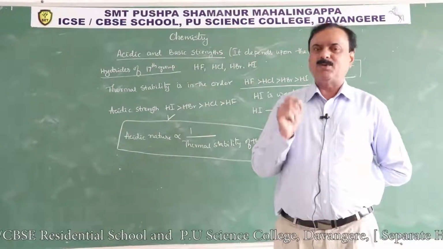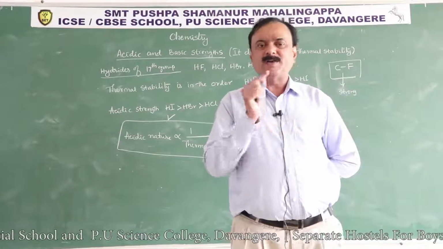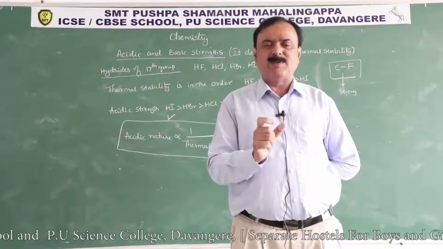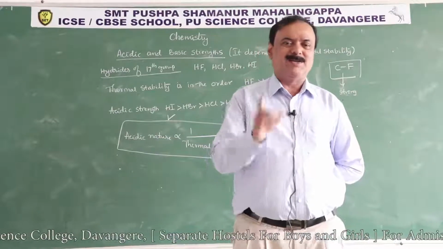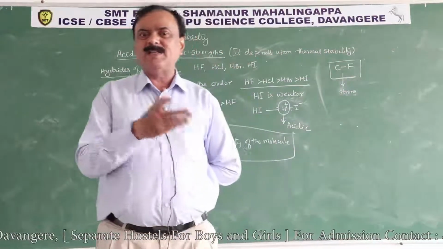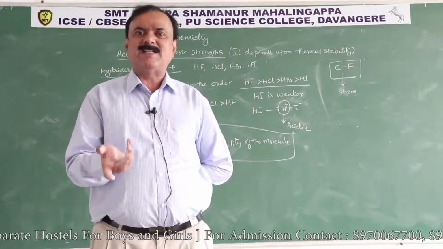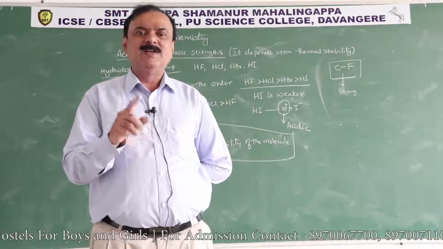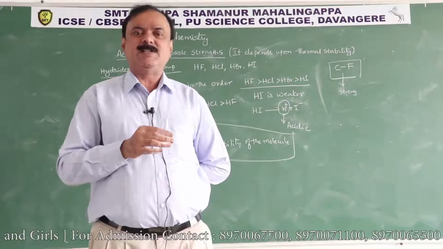The element which is more electronegative in nature makes the bond very strong. Therefore, such molecules are very stable and are considered thermally more stable molecules. If the molecule is thermally more stable, it does not undergo dissociation very easily. A molecule is thermally unstable if and only if the neighboring element is less electronegative or more electropositive in nature.